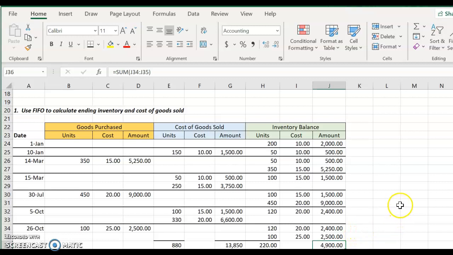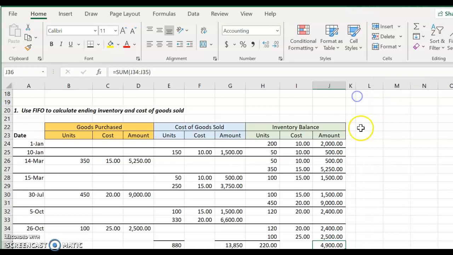So under the FIFO method, I have sold 880 and my cost is $13,850. My inventory balance is $4,900. So this is what goes over to the balance sheet. This is what goes to my cost of goods sold.